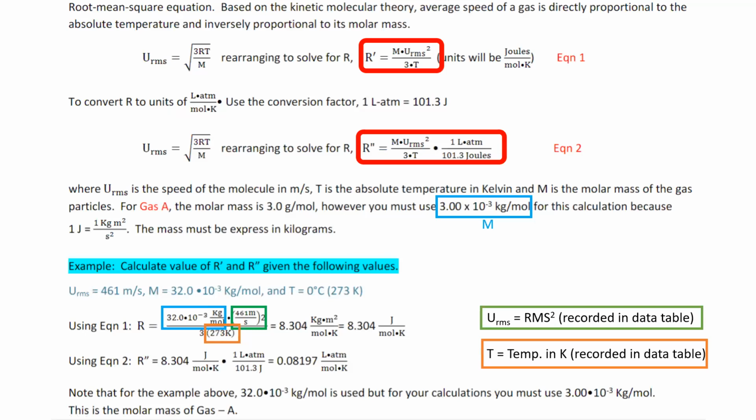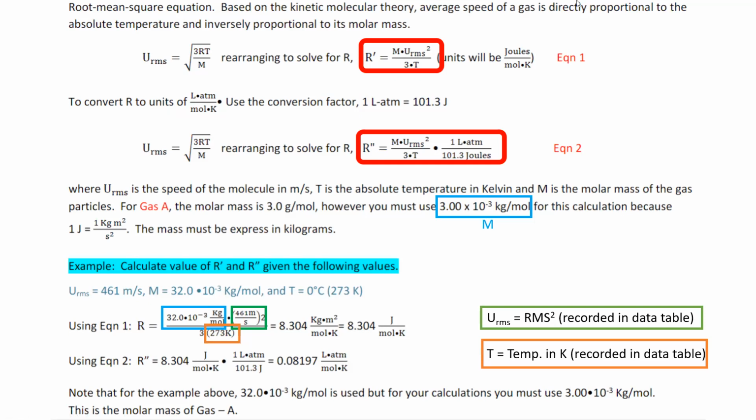All right, next we're going to be calculating the universal gas constant using the root mean squared equation. This looks really complicated, so I've attempted to break this down for you so that you can fill in the data table on page 103.